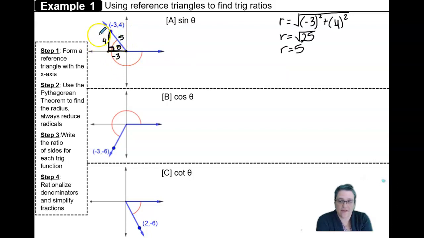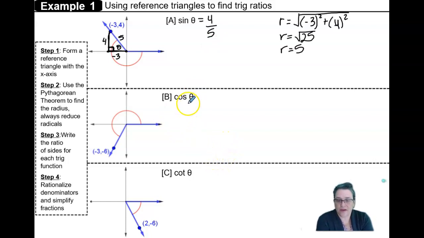3, 4, 5 is a Pythagorean triple. And the sine, recall, is the y over the r, right? The opposite over the hypotenuse, which would be 4 over 5. So the sine of theta is 4/5.